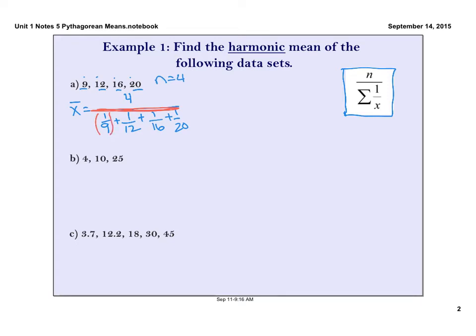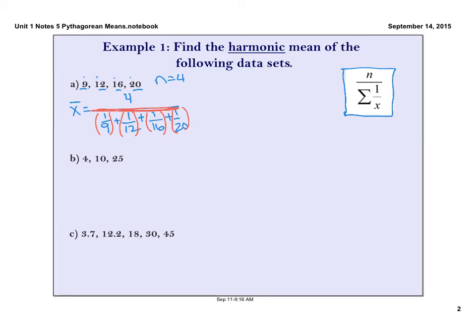Now, I need to put each individual fraction in its own set of parentheses and then put an addition sign between there. So I'm going to open a set of parentheses and type 1 divided by 9, close that set of parentheses, then hit plus. Then I open a set of parentheses and type 1 divided by 12, close that parentheses, hit plus. Open parentheses, 1 divided by 16, close that parentheses, hit plus. And then open a parenthesis one more time, 1 divided by 20, close that parenthesis. And now I'm going to hit enter to give me that decimal.